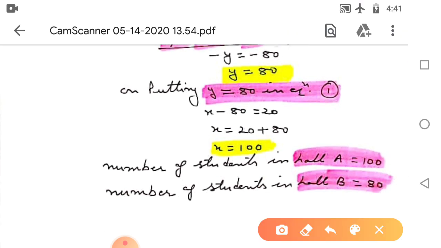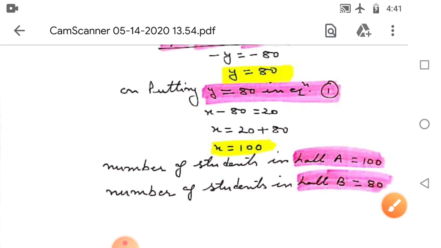Now the number of students in hall A is equal to 100, and the number of students in hall B is equal to 80. Number of students in hall B is equal to 80, right?